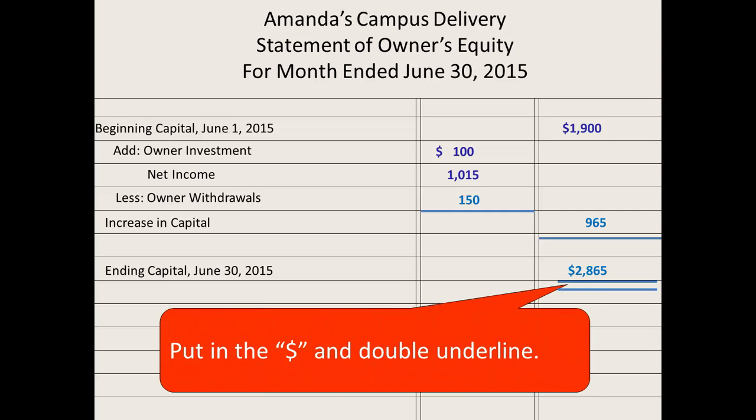So now that I'm done, I'm going to put a dollar sign at my 1900, the first number in that column, at the 100, which is the first number in the left-hand column, and down at the grand total, the 2865. And I'm also going to put a double underline under that grand total of the 2865.